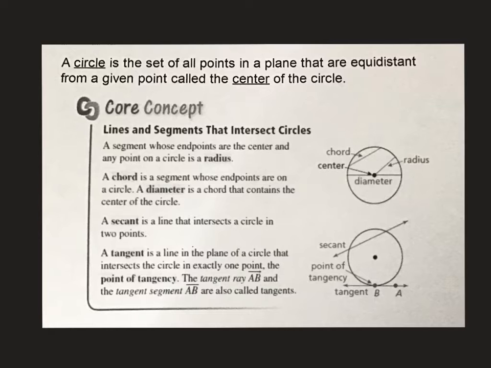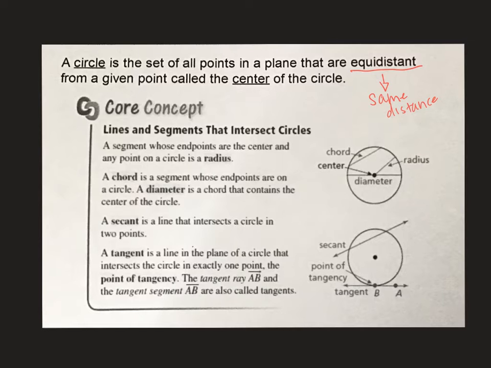So the definition of a circle is all the points in a plane that are the same distance from a given point called the center of a circle. So they use this fancy word equidistant. Remember, that just means the same distance. So it's the same distance from the center of your circle.